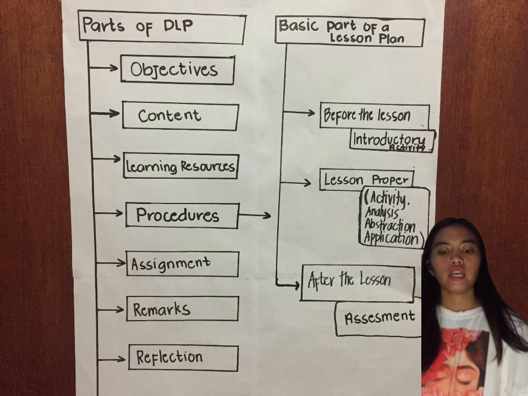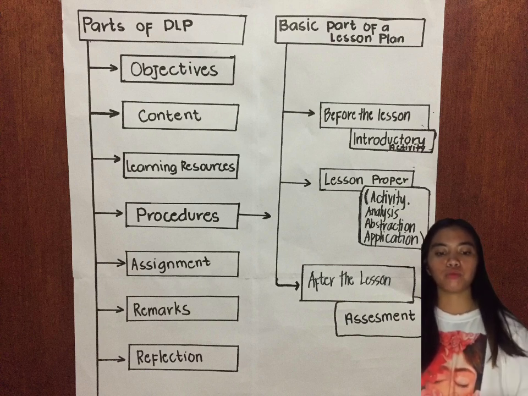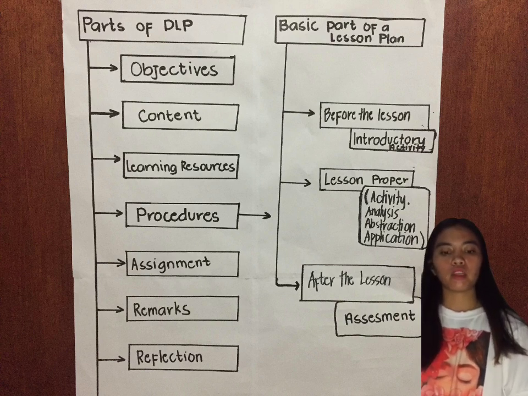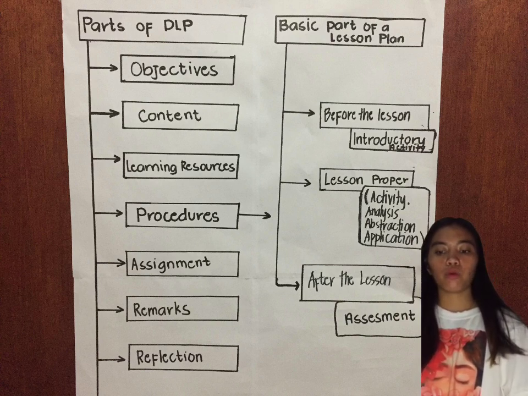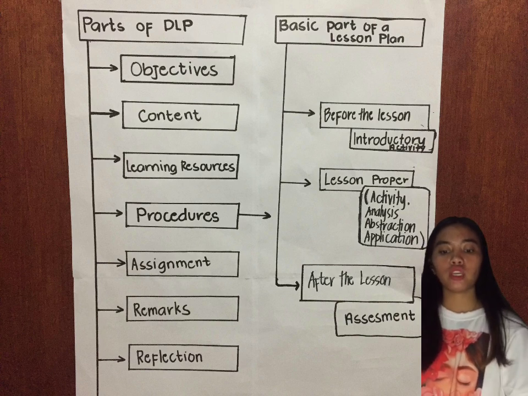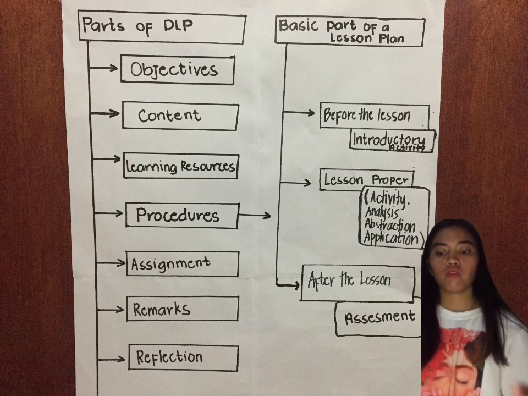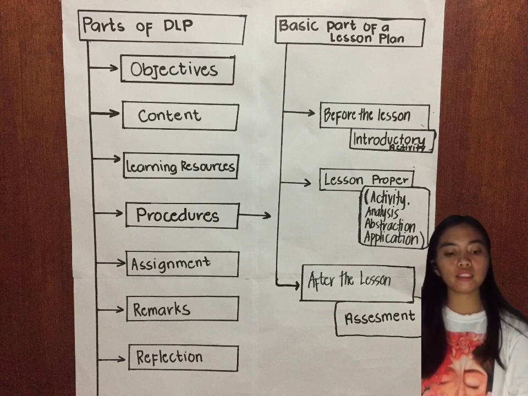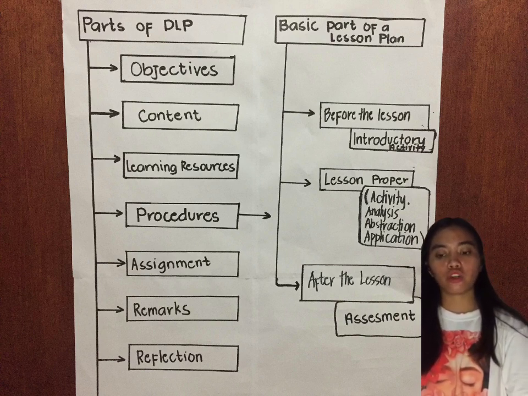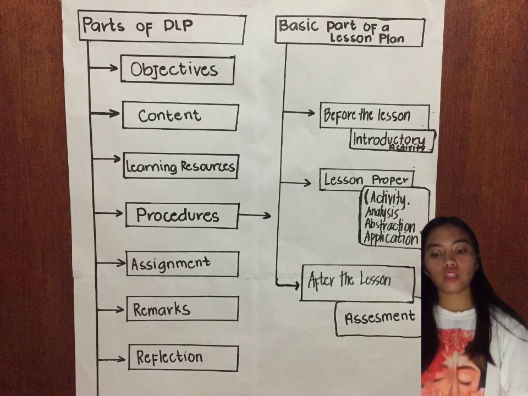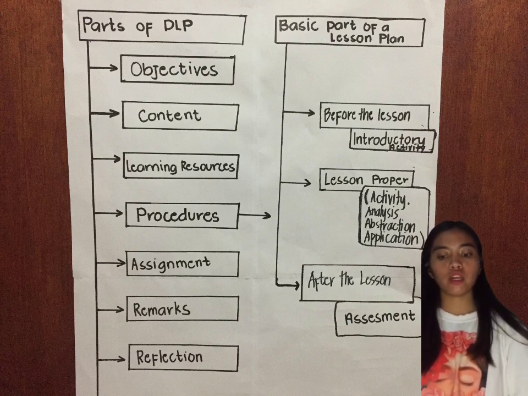Next is procedure. It is an in-depth explanation of how the lesson will progress in the classroom. Next is assignment. It is a piece of academic work or task. It provides opportunity for students to learn, practice, and demonstrate that they have achieved the learning goals. Next is remarks, notes associated with a specific lesson. Last is reflection. Make you think about your overall impression and feelings that you had.